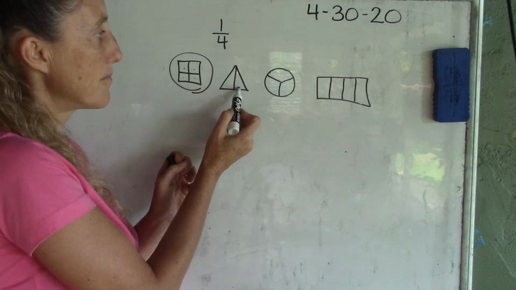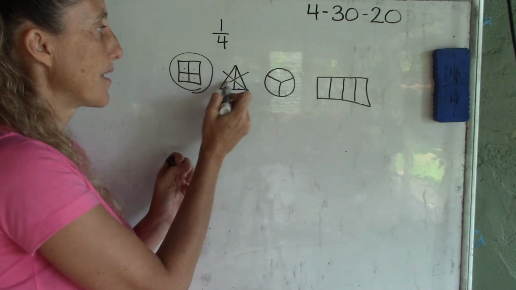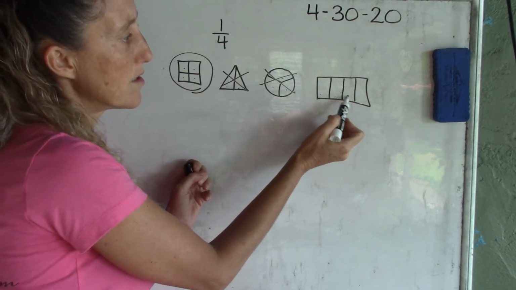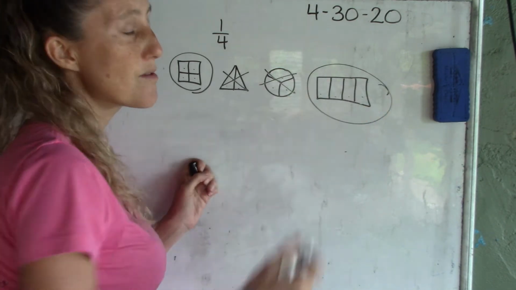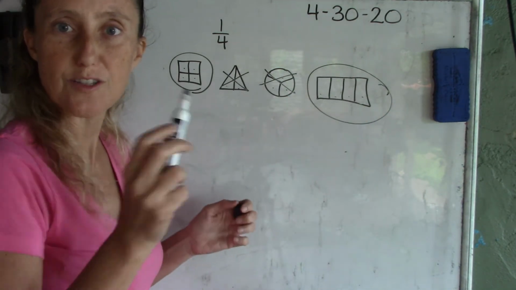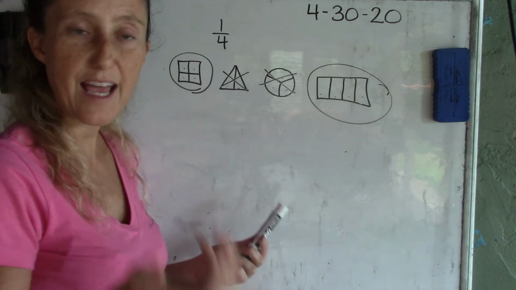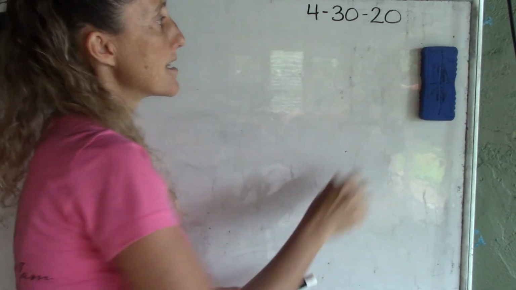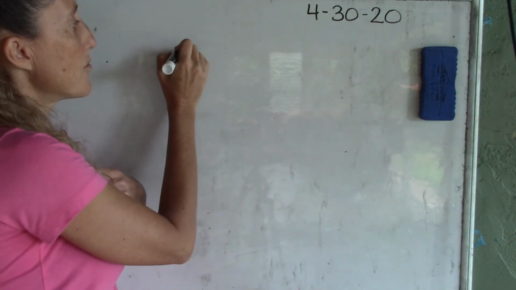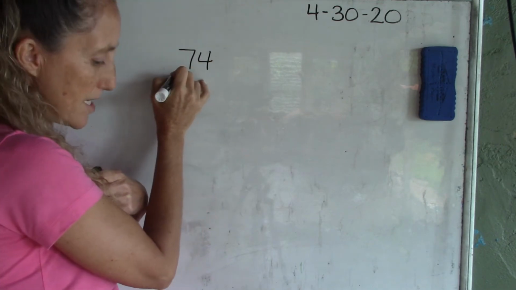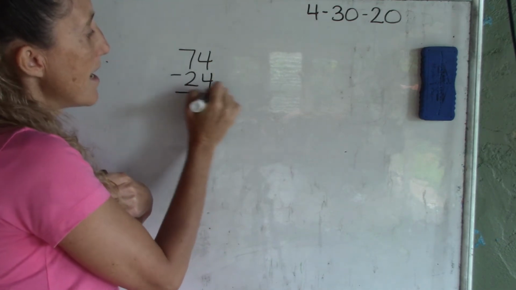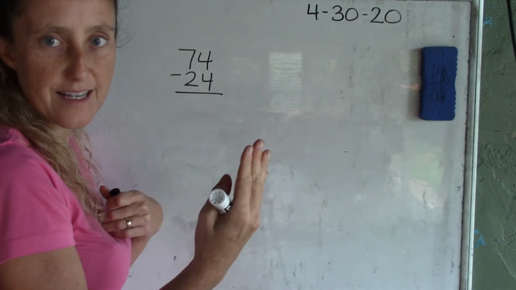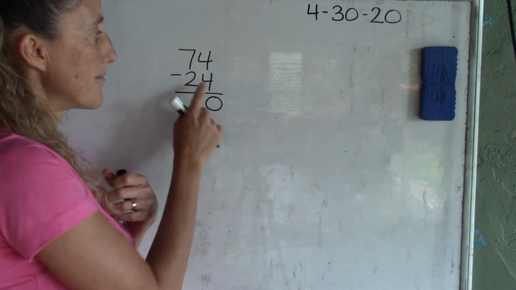Does this have 4 pieces? No. Does this have 4 pieces? No. Does this one? 1, 2, 3, 4. Yes. So if it has 4 pieces, then you're going to circle it because that is what they asked you to do, the fourths. You're also going to have more of those double digit subtracting and adding. So you might have a problem like this, 74 take away 24. And you start on the right side and you say 4 take away 4 is 0. And then you do 7 take away 2.